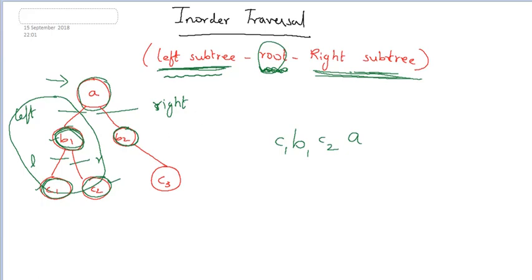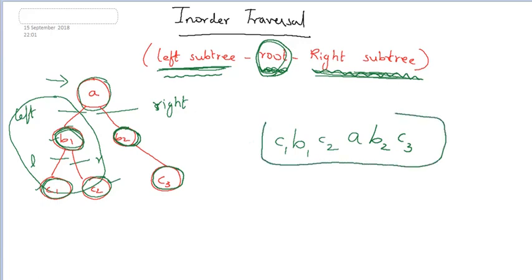So if the dead end is there, the next chance is nothing but the root. So if you see the root is B2, B2 is traversed. Once B2, which is root, is traversed, the next would be our right subtree. So the right subtree, if you see, it is nothing but C3. So C3 is traversed. That's all, folks. This is the in-order traversal of the binary tree. So the in-order traversal is C1, B1, C2, A, B2, C3.